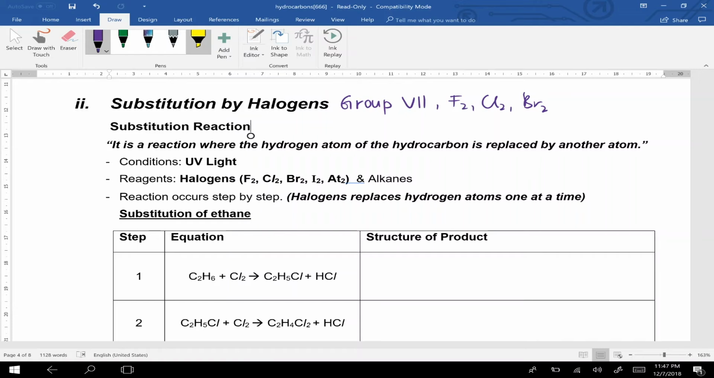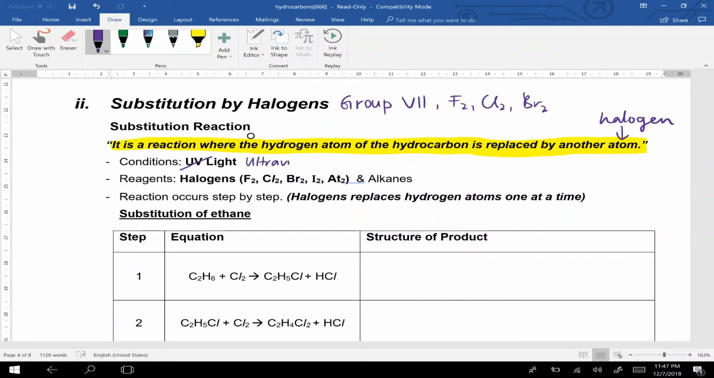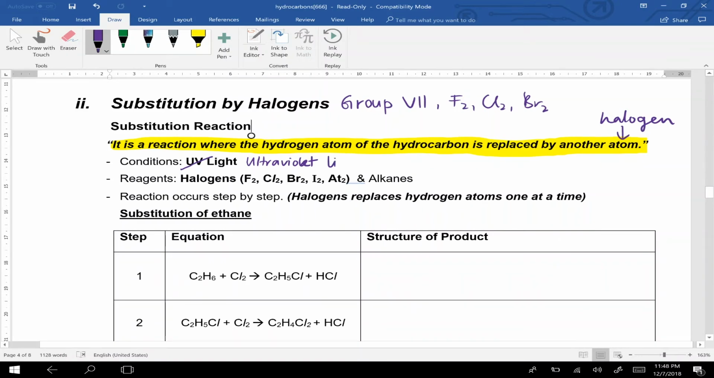So what is a substitution reaction? This definition is important. It's a reaction where the hydrogen atom is replaced by another atom, in this case, an atom of halogen. The condition is, can you please cancel UV and spell out ultraviolet? Cambridge is particular about using the word ultraviolet. They do not allow short forms such as UV. So you must write down ultraviolet light.